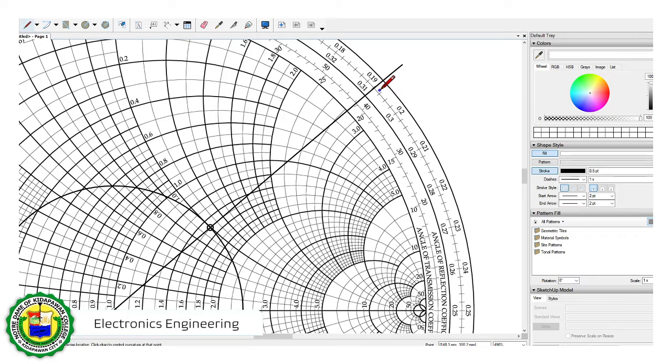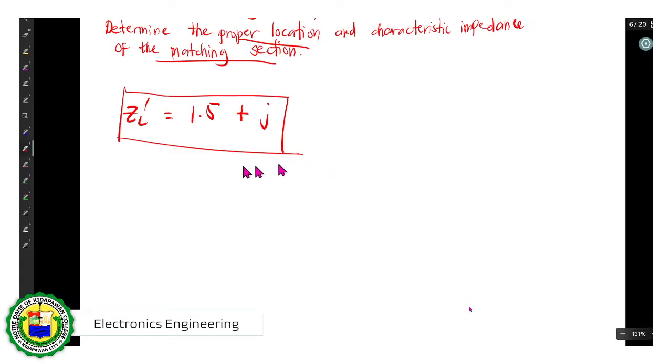So since we are now at 0.192, we need to find the distance from that location towards a point wherein our impedance is resistive. So we just have to measure from this point towards that 0.25 in order for us to identify the distance.